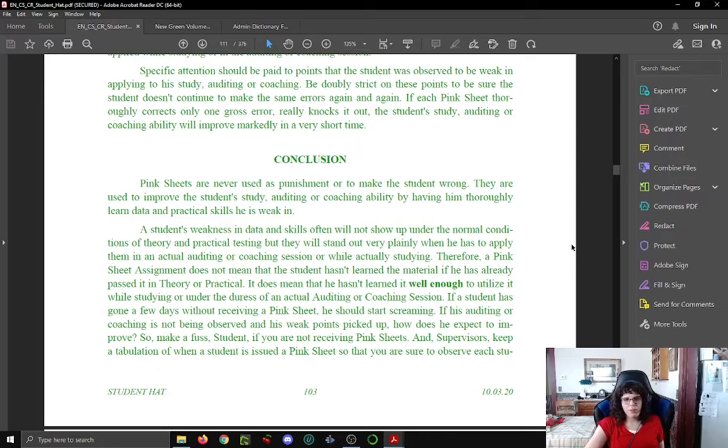Therefore, a pink sheet assignment does not mean that the student hasn't learned the material if he's already passed it in theory or practical. It doesn't mean that he hasn't learned it well enough to utilize it while studying or under the duress of an actual auditing or coaching session. If a student has gone a few days without receiving a pink sheet, he should start screaming. If his auditing or coaching is not being observed and his weak points picked up, how does he expect to improve? So make a fuss, student, if you're not receiving pink sheets.